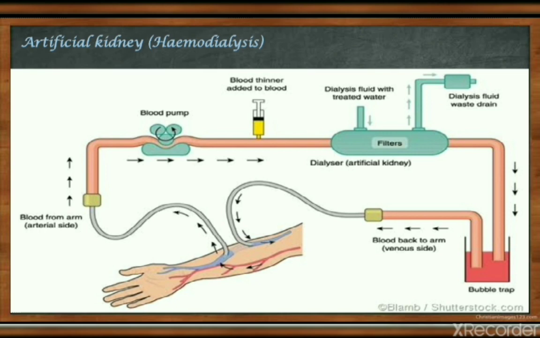In dialysis the acid base concentration will be maintained, so the body will be in homeostasis, okay. By doing this dialysis, in many cases the kidney will become functional, okay. So there are many features of the artificial kidney, okay. Now come to the advantages. There are many advantages of hemodialysis.